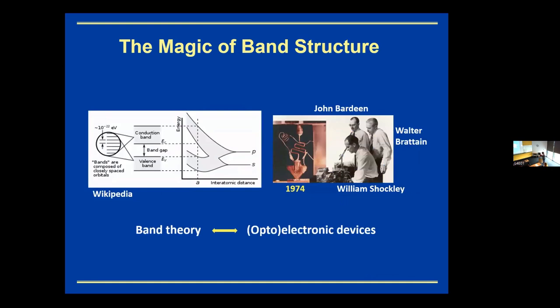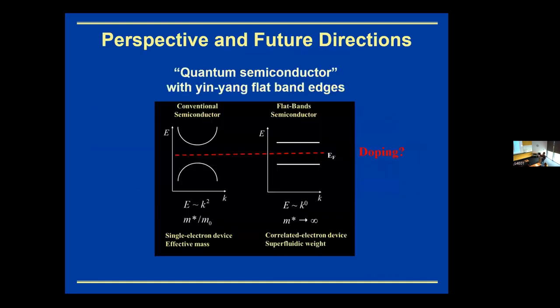And to summarize, as I mentioned, this is about band structure. All the devices we use today, computers, cell phones, all the electronic or optoelectronic devices, are based on band theory in essence. And in that context, I will name something called a quantum semiconductor with yin-yang flat band edges. So a conventional semiconductor, as I said earlier, has these parabolic bands, right? Then the flat band semiconductor, or quantum semiconductor, has flat band edges.